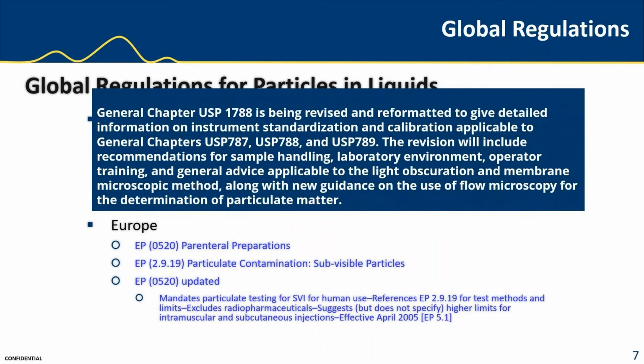USP 1788 outlines the instrument standardization test requirements and also system suitability testing, and it refers to a standard called USP 1058. Now, that's an interesting standard. USP 1058 is a standard for analytical instrument qualification. It's worth checking out, by the way.